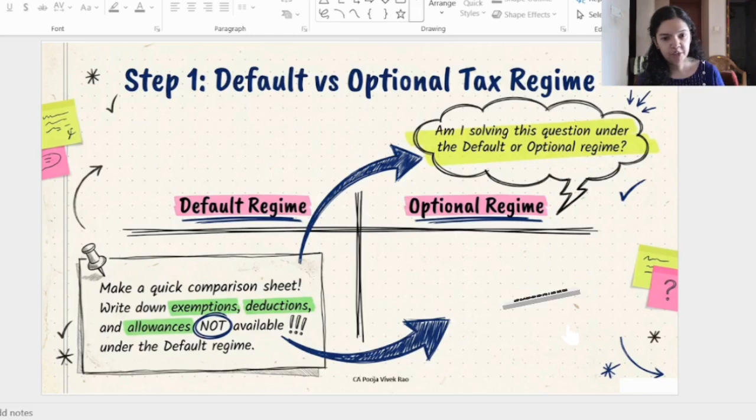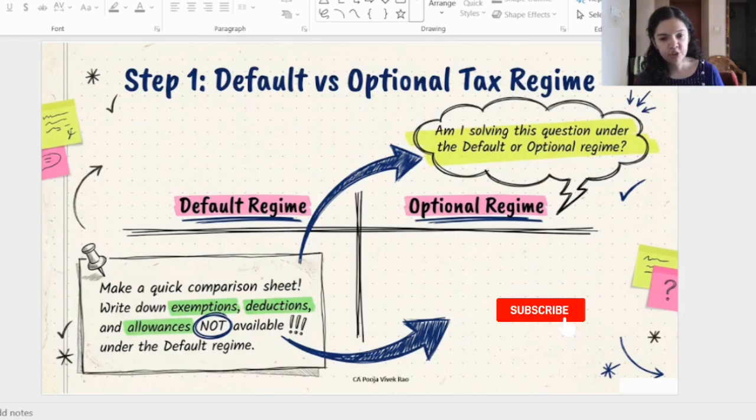So the first important point is the difference between the default tax regime and the optional tax regime. Because the salary chapter contains a large number of exemptions, allowances and deductions, you may often get confused about what is available under which regime. A very simple technique suggested is to prepare a short comparison sheet. Write down the exemptions, deductions and allowances that you cannot claim under the default tax regime and keep this at the beginning of your salary notes.